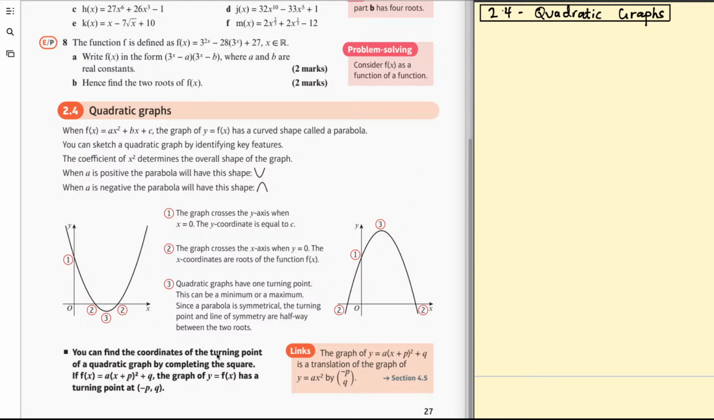Okay, so you can find the coordinates of the turning point of a quadratic by completing the square. So if f of x equals a, bracket x plus p all squared plus q, the graph of y equals f of x has a turning point at negative p, q. This is what we sometimes call the vertex form of a quadratic, because it gives you that vertex straight away. If you have a quadratic in this form where you've completed the square, you get the vertex.